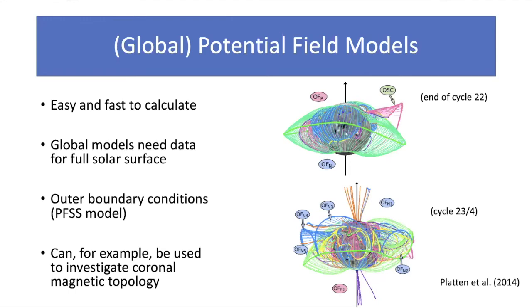So this gives an example of how potential field models can be used. But obviously they have their limitations. One could still, I think, if one knows the limitations, is aware of them, and doesn't overstretch the importance of certain features, use global potential field models very well for different purposes.